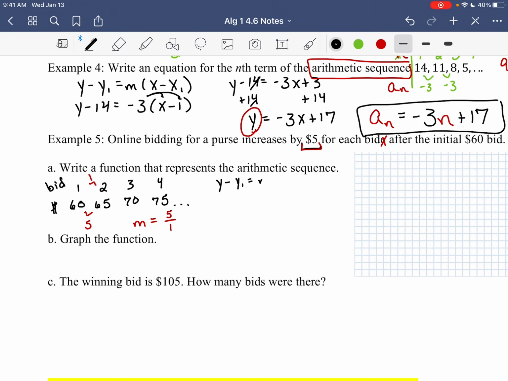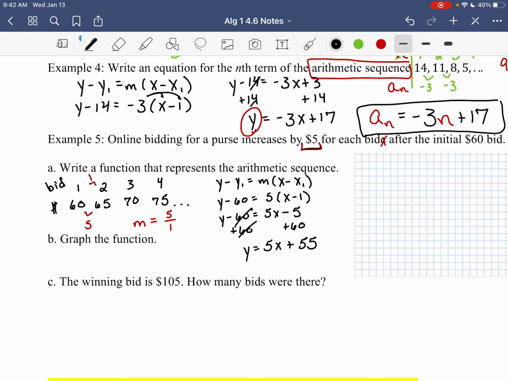So y minus y1 equals m times x minus x1. Should we use this first point, 1, 60? Y minus 60 equals the slope of 5 times x minus 1. So distribute that 5 in: 5x minus 5. Let's add the 60 to both sides. So y is equal to 5x plus 55.